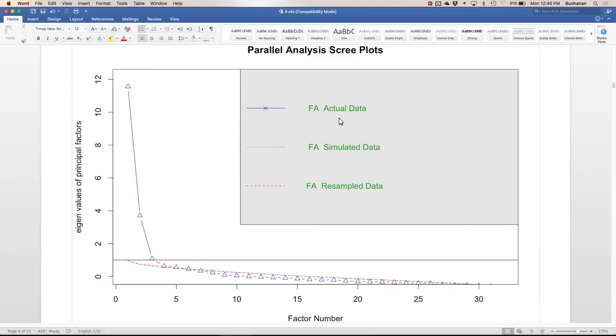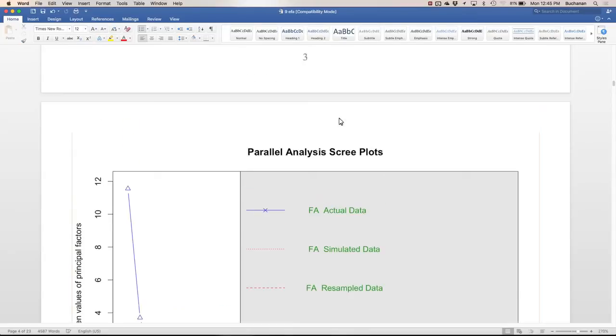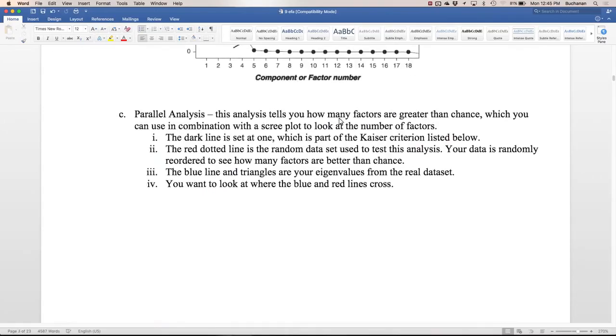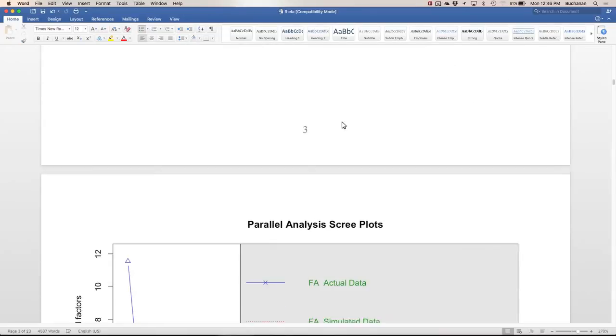So I think on this one it says 5. It's either 5 or 6 of where they cross here. And in the output, it tells you. It says number of factors greater than chance. It tells you. Or number of suggested factors. But a parallel analysis allows you to see how many of them are just sort of better than a scrambled data set. Okay. And we're looking for where the blue and red lines cross, but thankfully it tells you because you can't always read it because sometimes it's tiny on this plot.